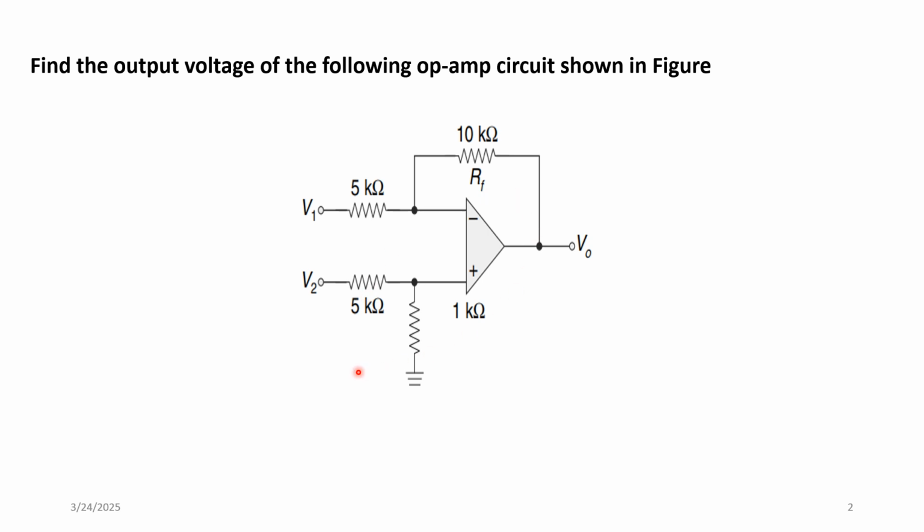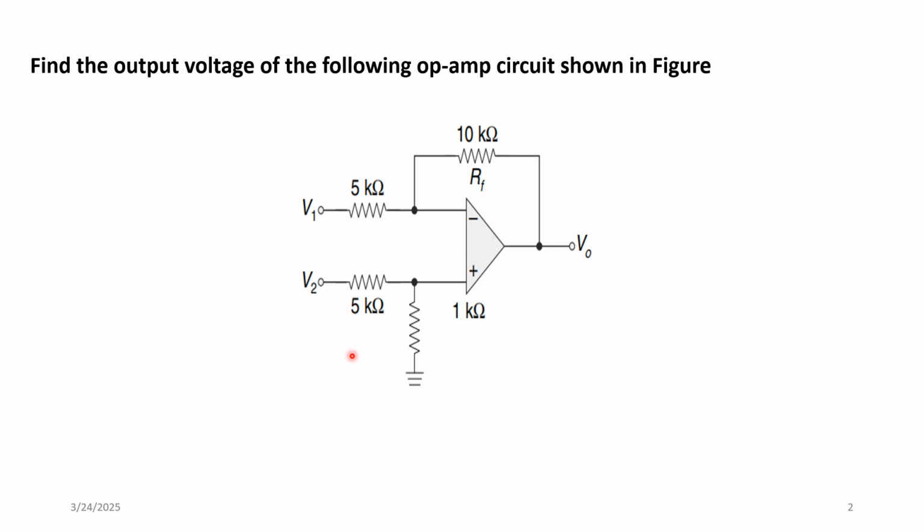I have mentioned the circuit here: two inputs, one output. V1, V2 are the two inputs, output is V0. They are given the values of 5 kilo ohms input, 5 kilo ohms input and 1 kilo ohm. Here the feedback resistor is 10K.